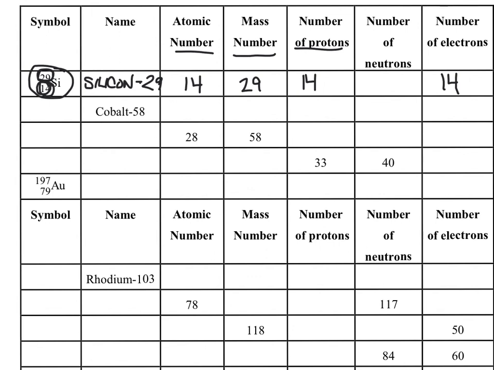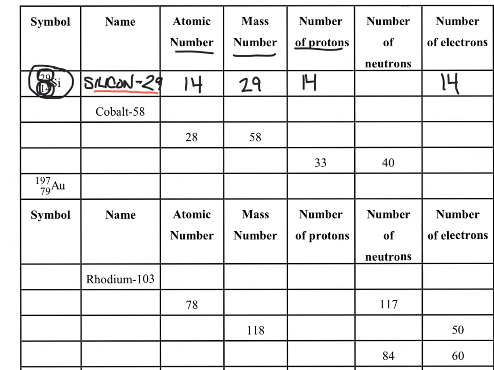A lot of people get confused with the mass number. They look on the periodic table and go, wait a minute, silicon is about 28.09. Why is the mass number 29? Well, remember, we're talking about one specific isotope of silicon. So we're not talking about the average of all the different silicon masses that's put on the periodic table. We're talking about silicon with a mass number of 29.